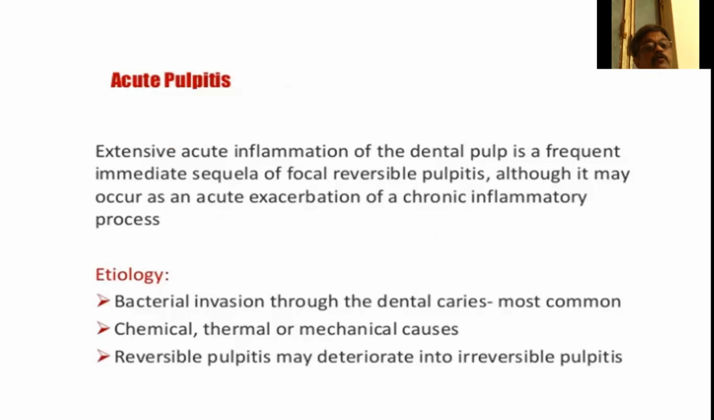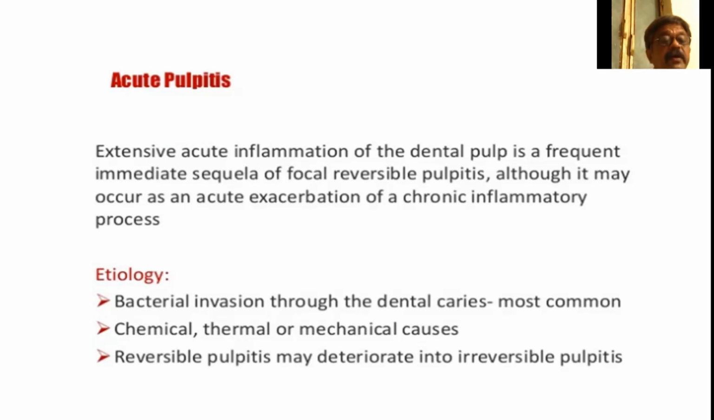Then we have acute pulpitis. Acute pulpitis is what? It's extensive acute inflammation of dental pulp. It is a frequent immediate sequelae of focal reversible pulpitis, although it may occur as an acute exacerbation of chronic inflammatory process. The etiology is bacterial invasion through the dental caries, most common. Then we have chemical, thermal, or mechanical causes. Same causes, right? Because these are the causes for the pulpal disease only.